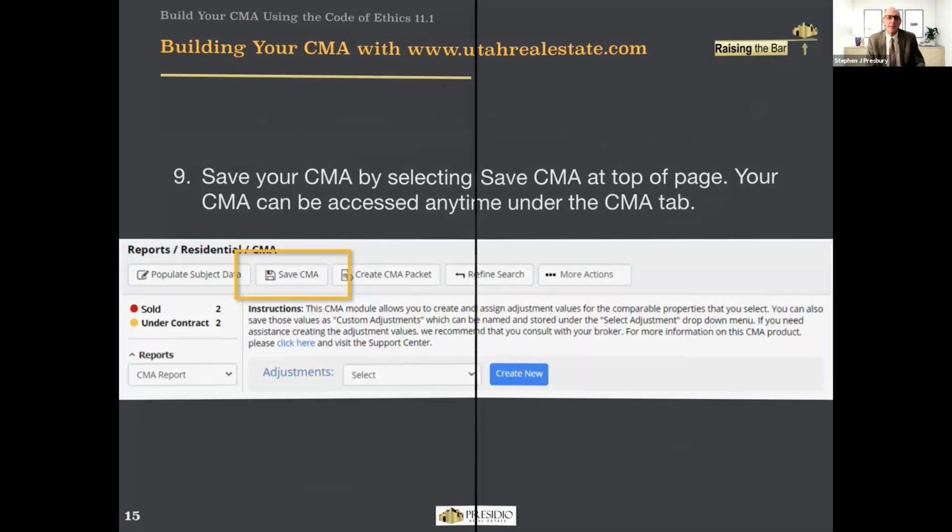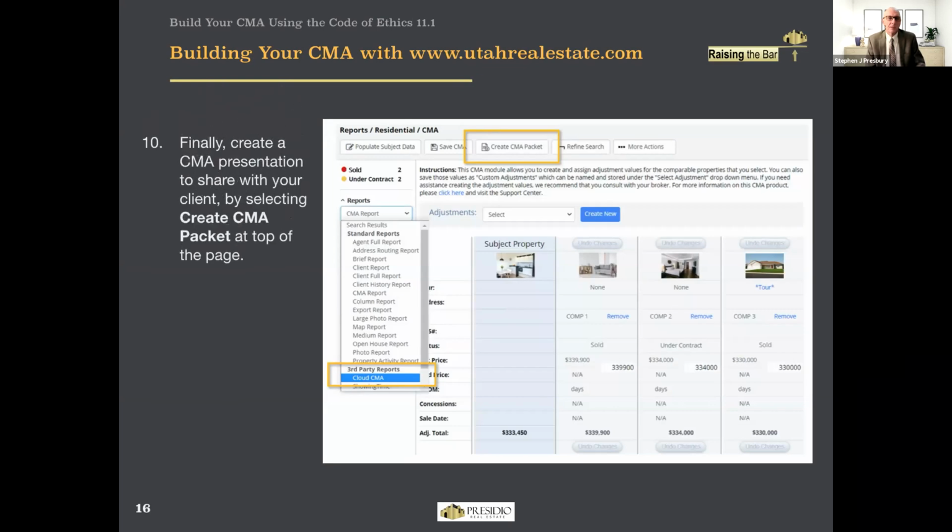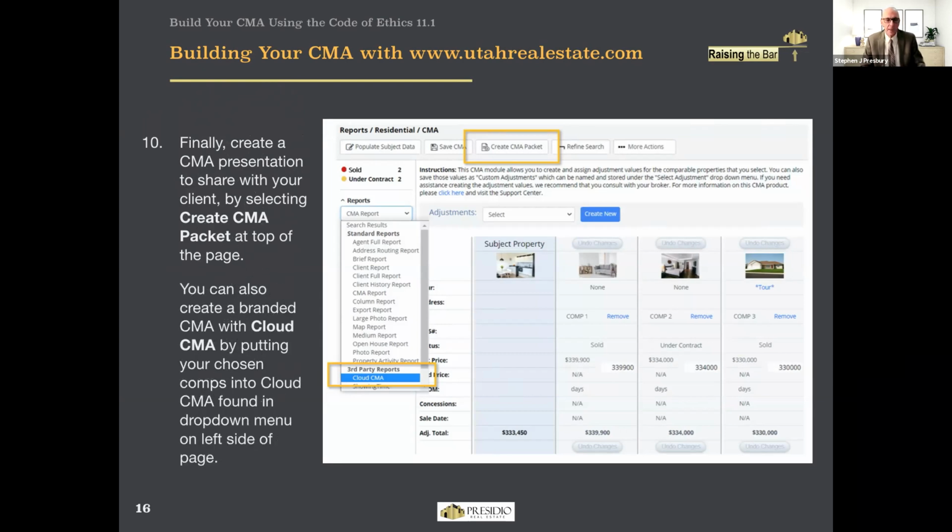Now, a couple of things to think about here. You'll notice, well, I'm going to load this in. When you create your CMA presentation to share with your client by selecting that CMA report at the top of the package, but also if you notice very low at the bottom there, you'll see Cloud CMA. Okay, it's another option you have. It is a paid for account. You do get 14 days free service, but then it costs you like $35 a month. But it does allow you to present this CMA in a custom build that you can design. You can make it more attractive, basically.